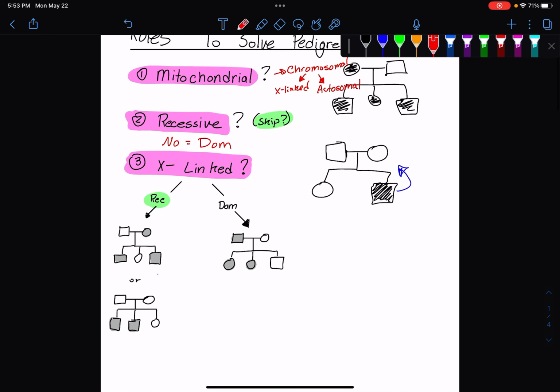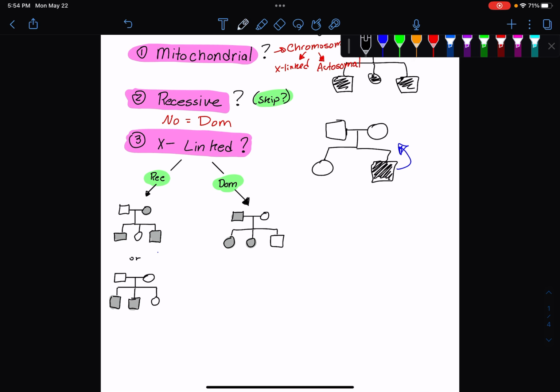Okay, moving down to X-linked. With X-linked, you want to look for these patterns of mothers passing it to sons and fathers passing it to daughters, almost exclusively. It doesn't 100% work like that, especially dominant. Dominant can be a little funky, but somewhere in the pedigree, you want to look for an affected father passing it down to all of his daughters. If you see that consistently, that's good.